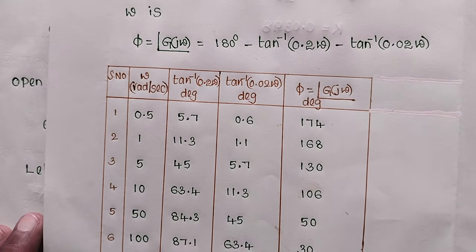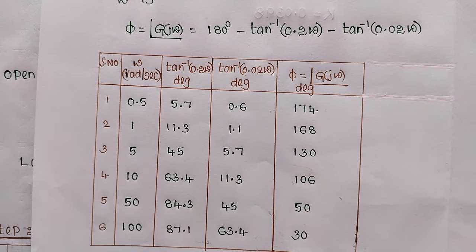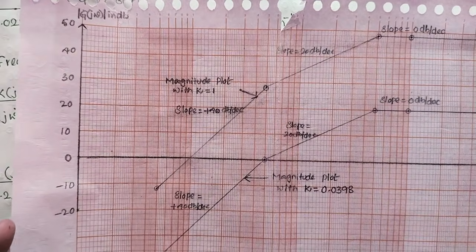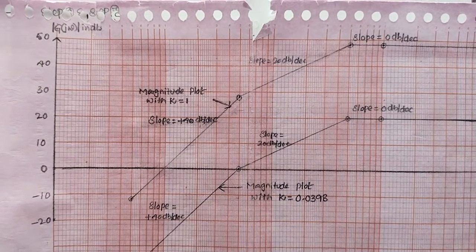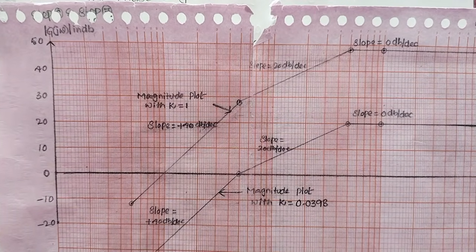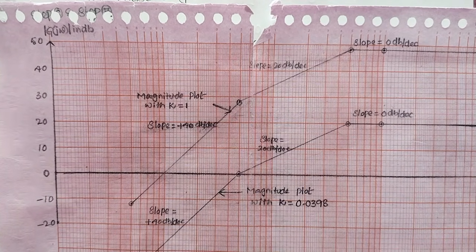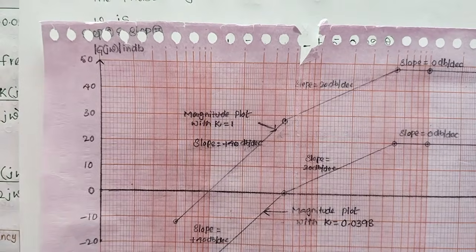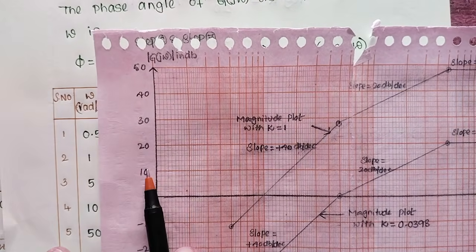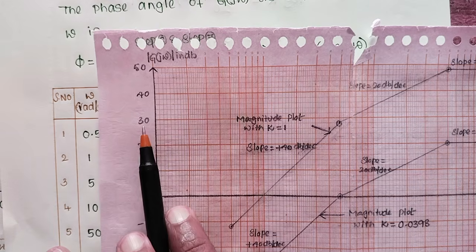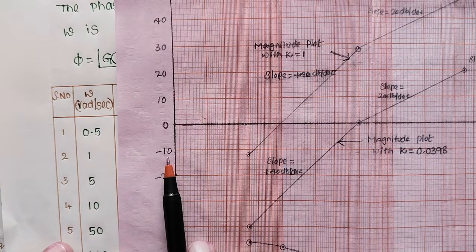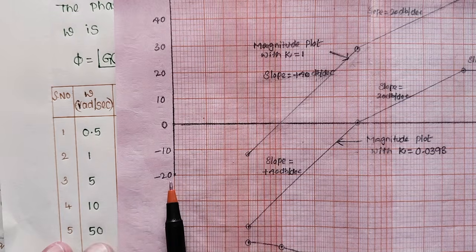Now we have to take a semi-log graph. So this is the semi-log graph. Now we have to draw the magnitude plot as well as the phase angle plot. For the magnitude, I am taking the reference here. This is the origin, and on the y-axis I am taking the magnitude: 10 decibels, 20 decibels, 30, 40, 50, and on the negative axis minus 10 decibels and minus 20 decibels.